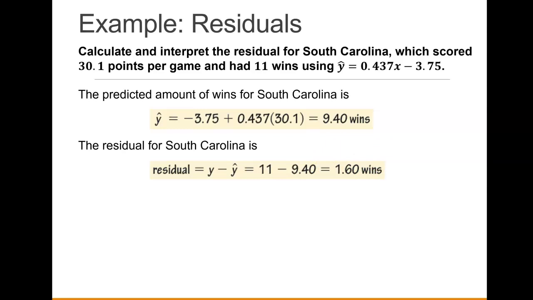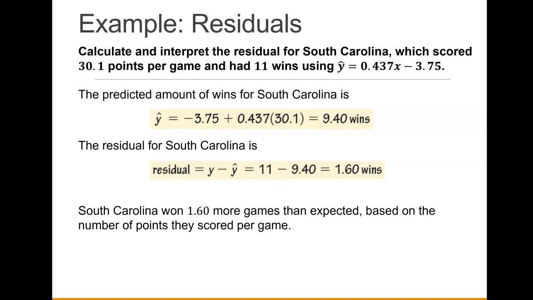Is everybody happy with how we did that? Pretty easy, but you need to understand the vocab, right? Because these are terms that you probably haven't heard before. So what this is basically saying is that South Carolina won 1.6 more games than expected based on the number of points scored per game. Football players, what could that possibly imply? South Carolina ended up winning 1.6 more games than the number of points they scored per game implied.